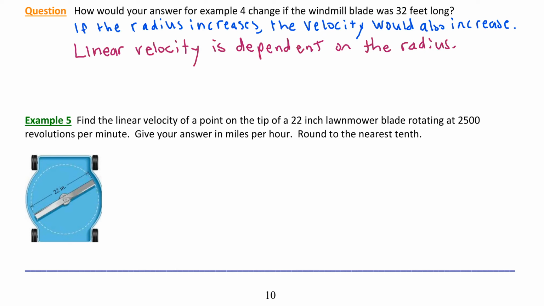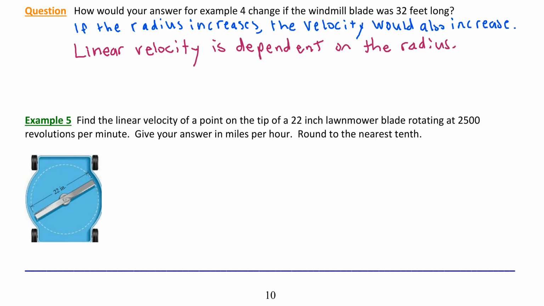Let's try example 5. Find the linear velocity of a point on the tip of a 22-inch lawnmower blade rotating at 2,500 revolutions per minute. Revolutions per minute, also known as RPMs. Give your answer in miles per hour and round to the nearest tenth.